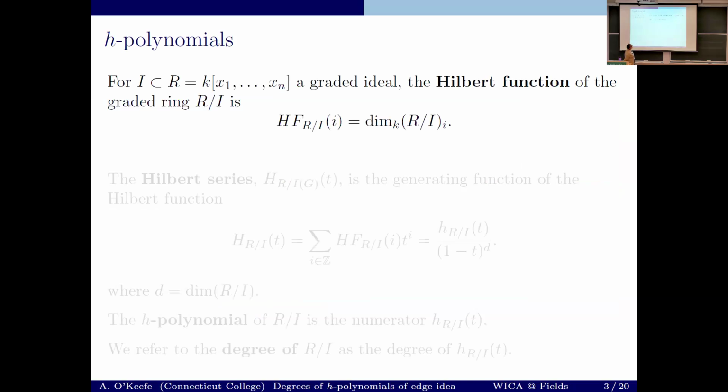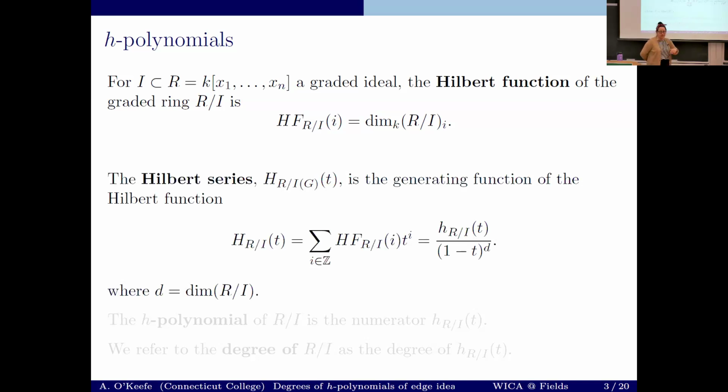So I'm just going to jump right in and do a bunch of definitions. We have a graded ring R, and the whole talk we have n variables. The Hilbert function of the graded ring R mod I inputs an integer i and outputs the dimension of the k-vector space of the ith degree. You can count these by counting standard monomials, which give you a basis of R mod I.